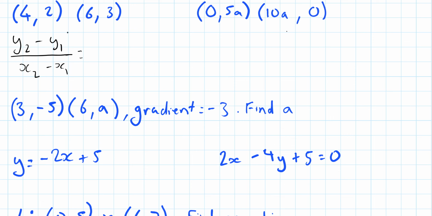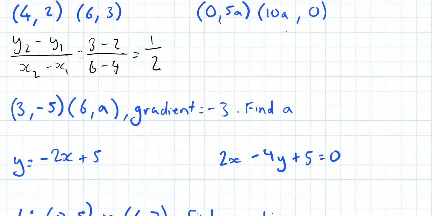So just simply fill that in with the coordinates that are given, x, y, x, y. So 3 minus 2 over 6 minus 4, because that's my y2, that's going to be my x2, and vice versa. That'll be 1 over 2.